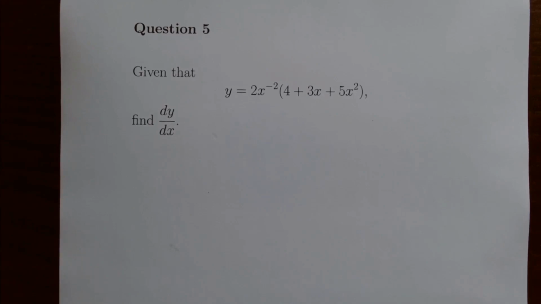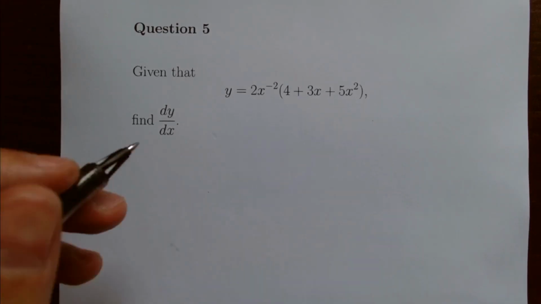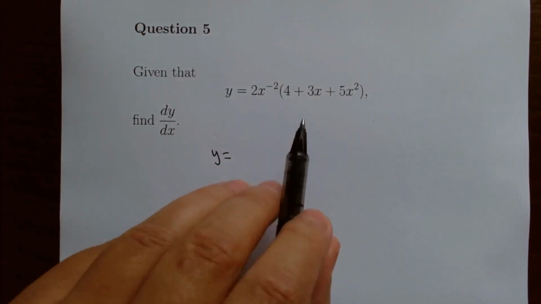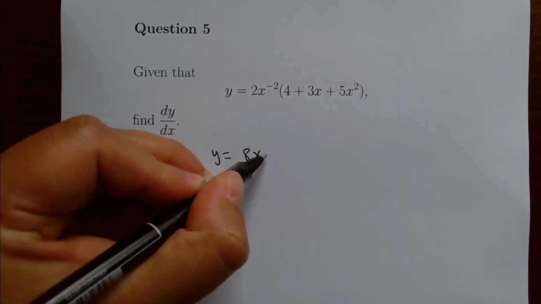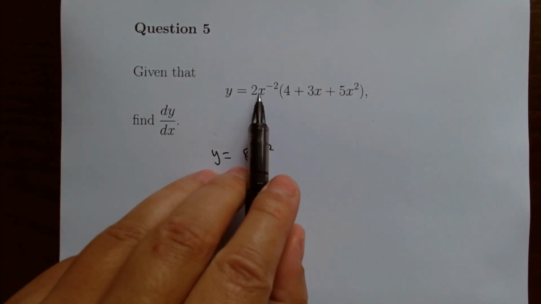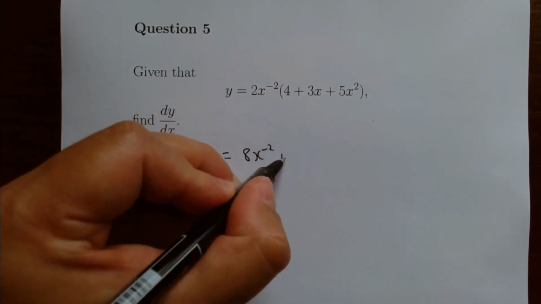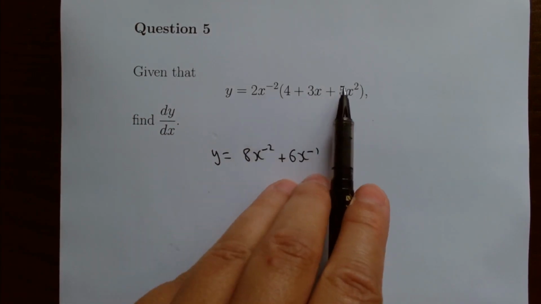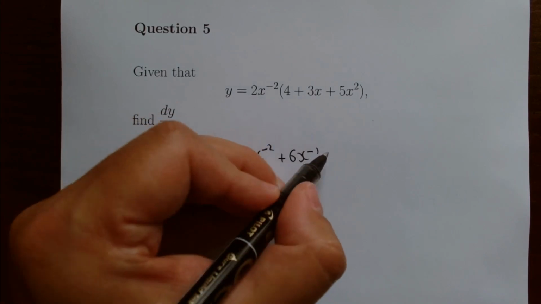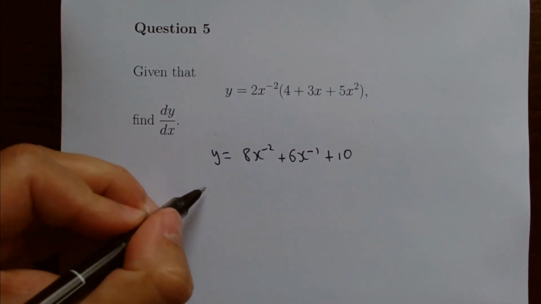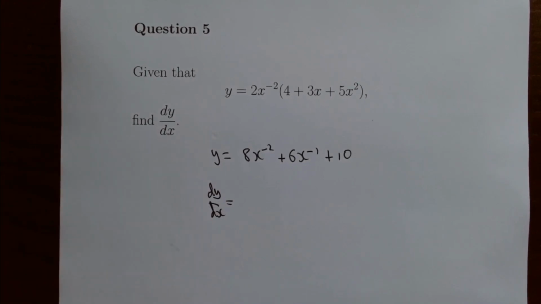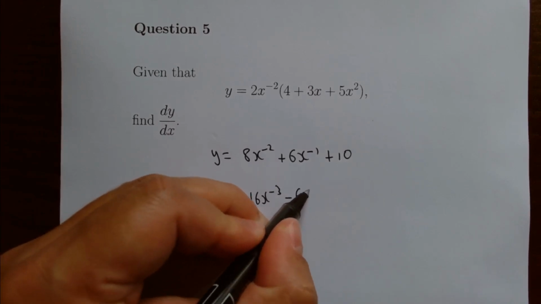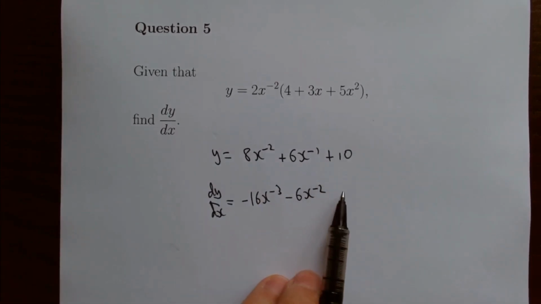Okay, question number 5. We begin by first expanding the brackets. So y equals, that's 8x to the minus 2. And then we have plus 6x to the minus 1. And then that becomes a 10 because the indices cancel. So that's a positive 10. And now we can differentiate. Dy by dx equals minus 16x to the minus 3 minus 6x to the minus 2, and the 10 disappears.